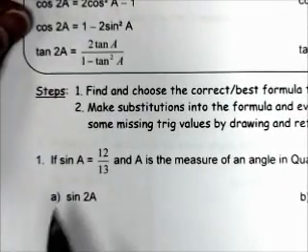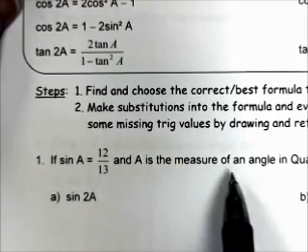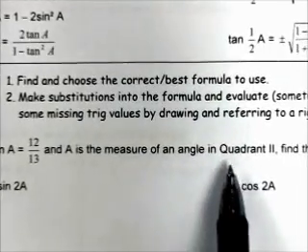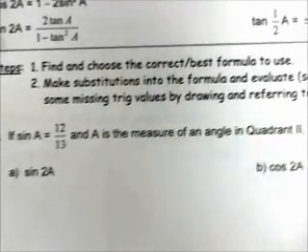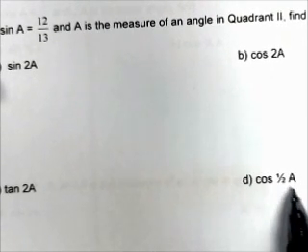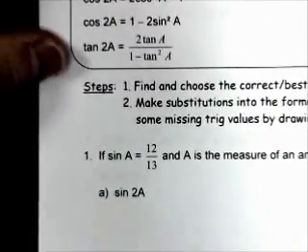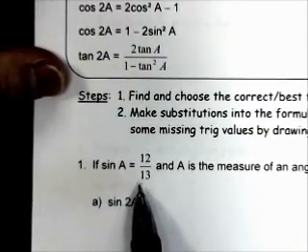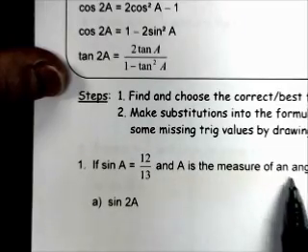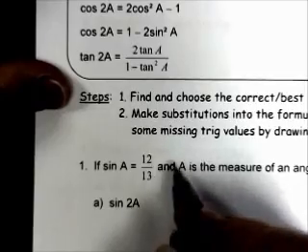So for the first one, number 1, we have the sine of A is equal to 12/13, and A is a measure of an angle in quadrant 2. We want to find the value of the sine of 2A, the cosine of 2A, and then the tangent of 2A. The half angle of A we'll save for tomorrow. All right, so the sine of our angle A is 12/13, and angle A is in quadrant 2.